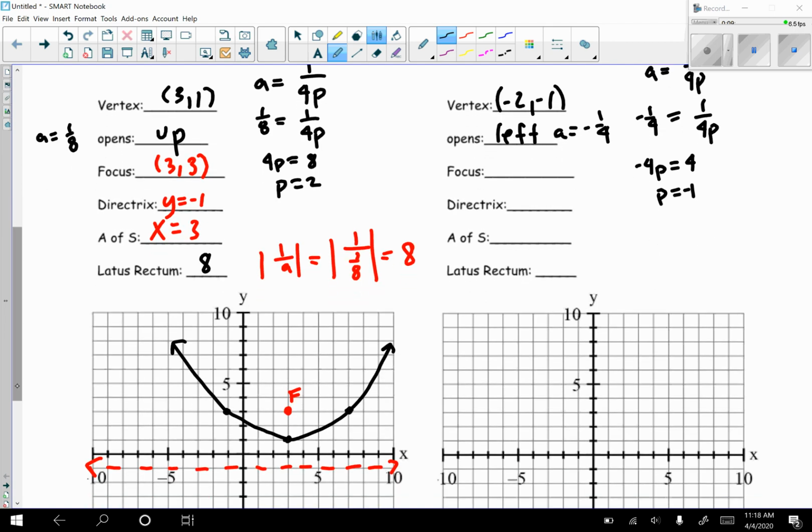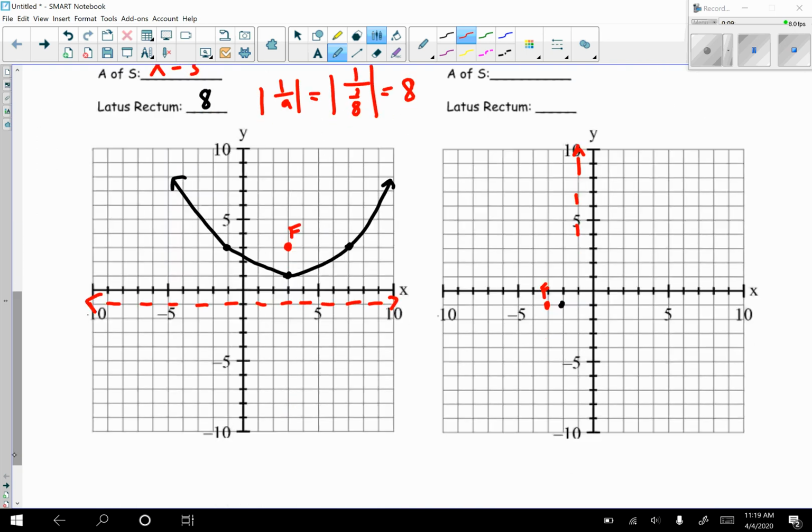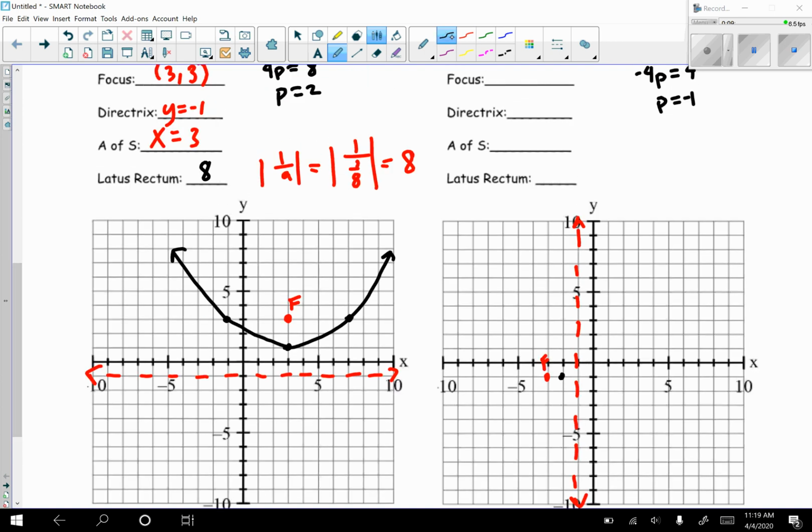So let's go ahead and plot the vertex at (-2, -1). Now that I have the vertex, I know that the focus is going to be inside the parabola. And so in this case, that means we know we're opening to the left. So this would be left 1. So that's our focus. And then, of course, the directrix is a vertical line going this way. Now we want to actually draw the parabola using the focal width, or again, the latus rectum.